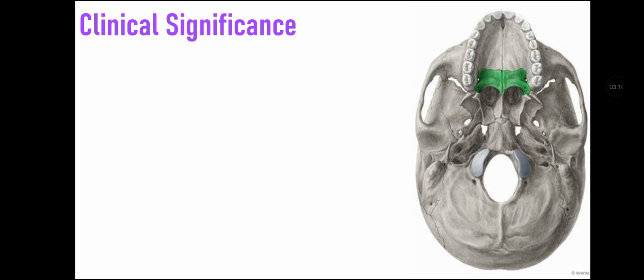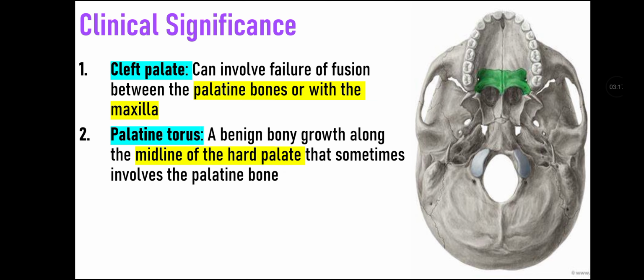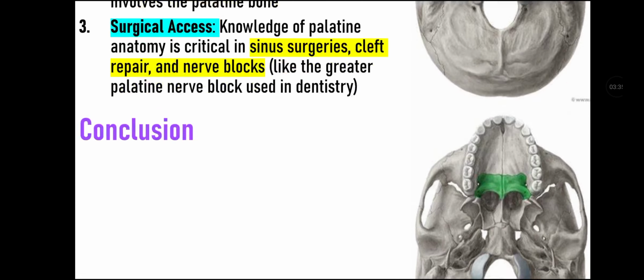Now let's talk about clinical significance. First is cleft palate. It can involve failure of fusion between the palatine bone or with the maxilla. Second is palatine torus, that is a benign bony growth along the midline of hard palate that sometimes involves the palatine bone. Third clinical significance is surgical access. Knowledge of palatine anatomy is critical in sinus surgeries, cleft repair, and nerve block, like the greater palatine nerve block that is used in dentistry.